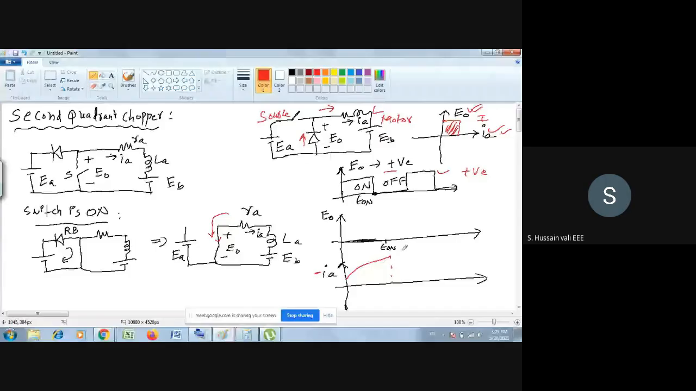Then after T on, you open the switch now. If you open the switch, what will happen? The switch is off. You see, this is EA. This is the diode, and it is open now.